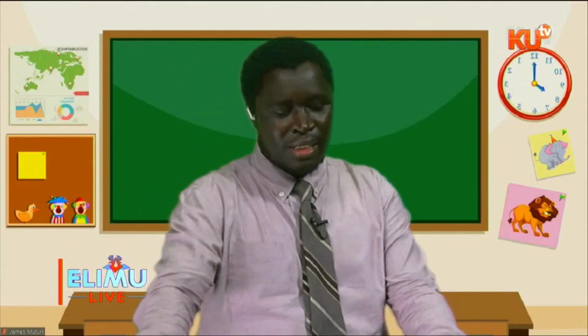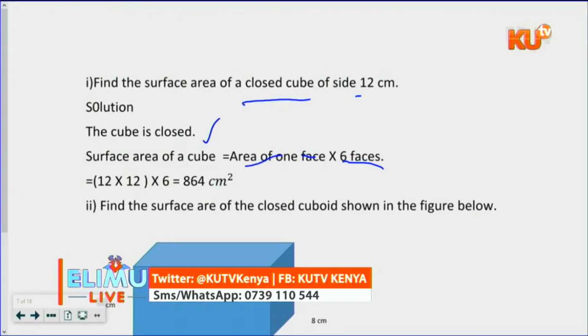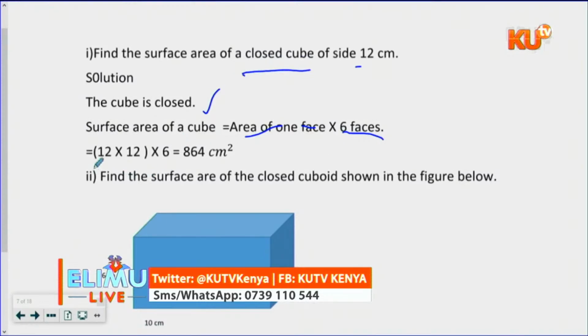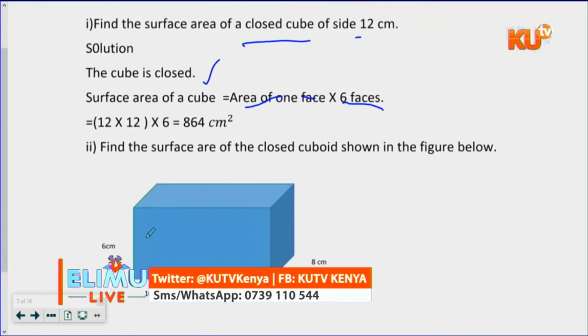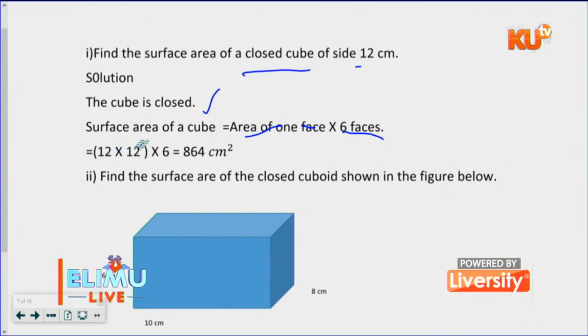And that one will give us the surface area of a cube. Surface area of a cube. Let's see. Here all the lengths of that cube are 12. It will be 12 times 12, and the answer we multiply by 6, giving us 864 square centimeters.